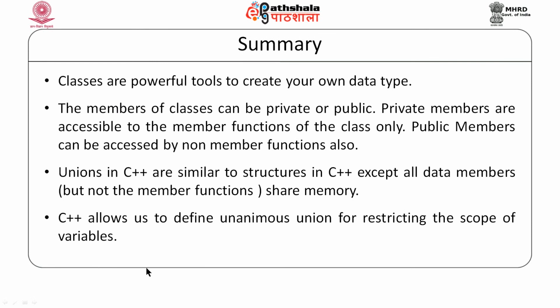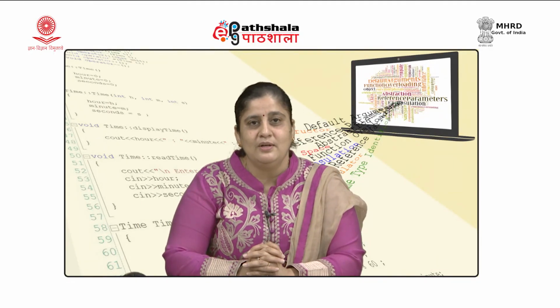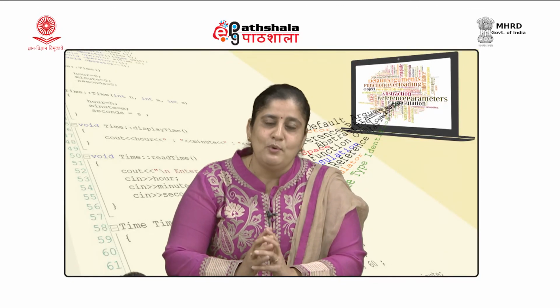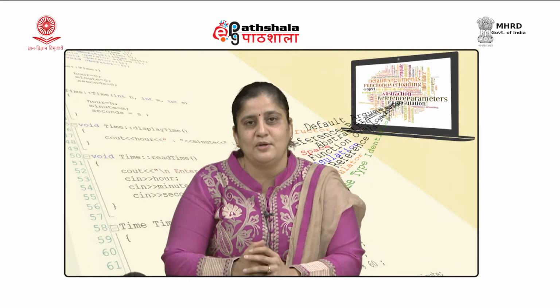In C++, we are also allowed to have an anonymous union for restricting the scope of the variables. Well, this is all for now. In the next module, we will continue learning more about classes and objects. There is much more to classes and objects which we need to learn. So, in the next module, we will continue our journey of understanding classes and objects.